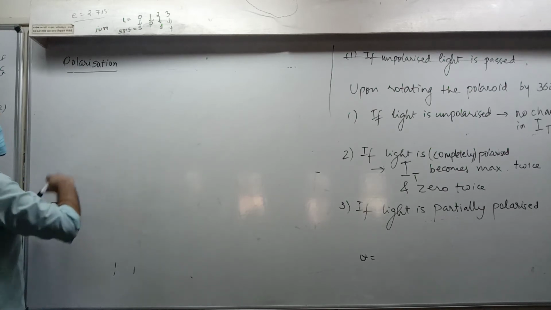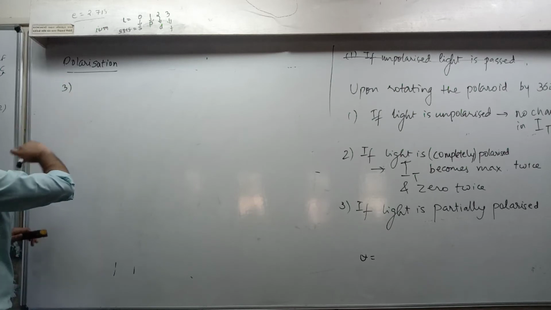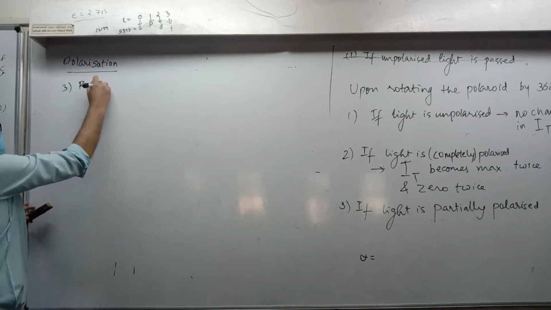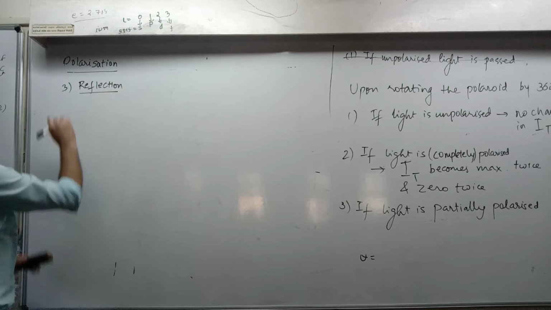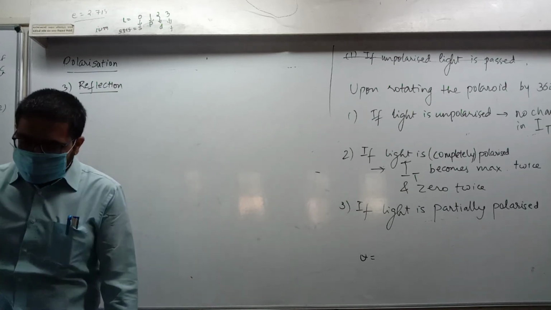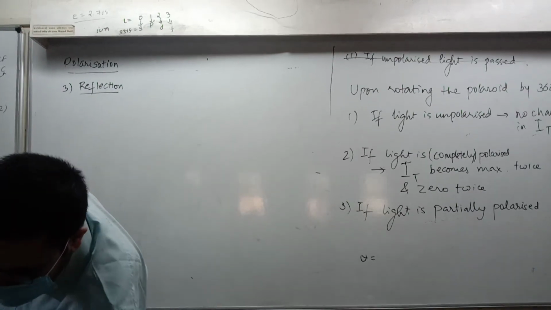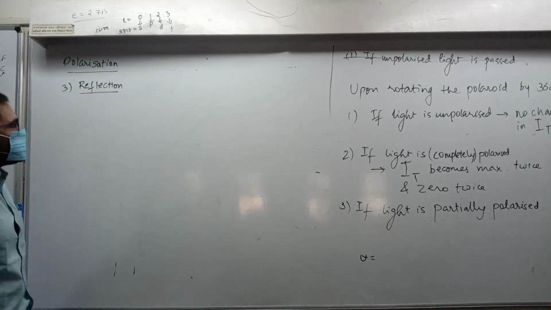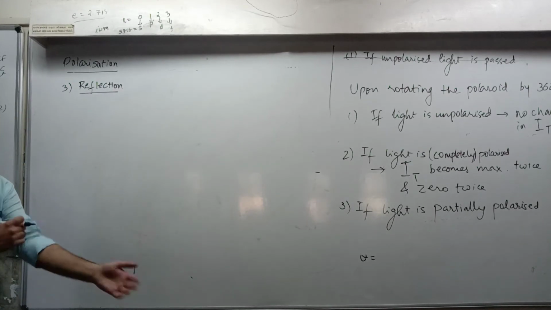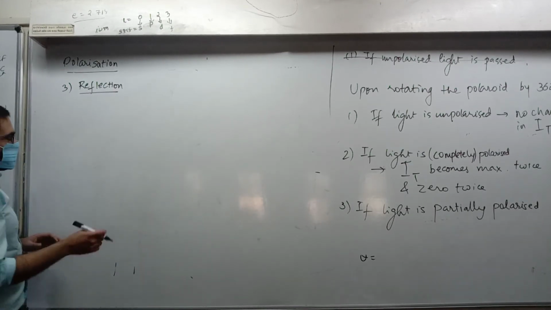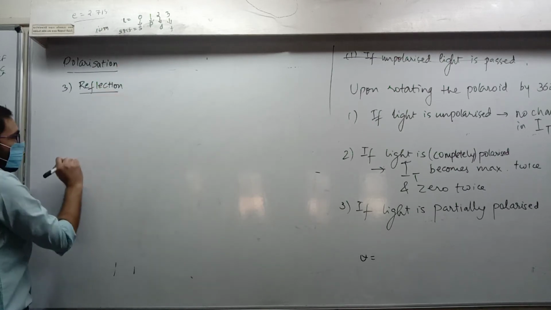Now this was polarization by scattering. Third one, reflection. That is polarization by reflection. Here once again we have something extremely simple. And what we are going to derive and discuss is called Brewster's law.